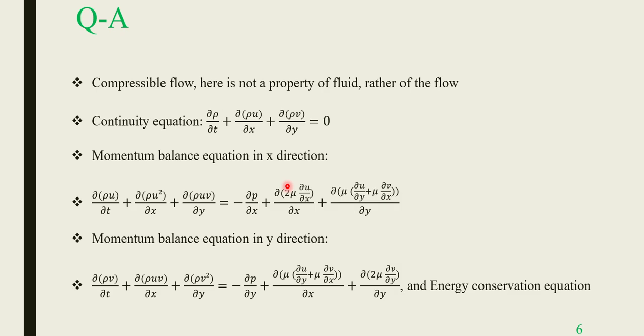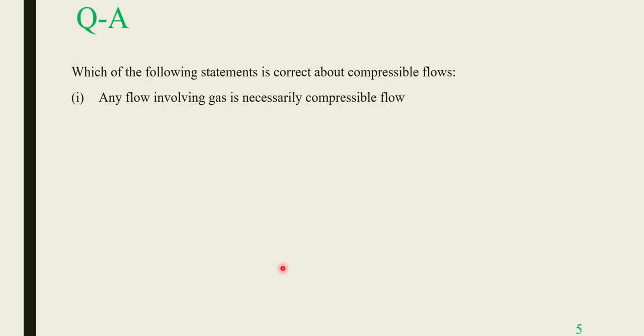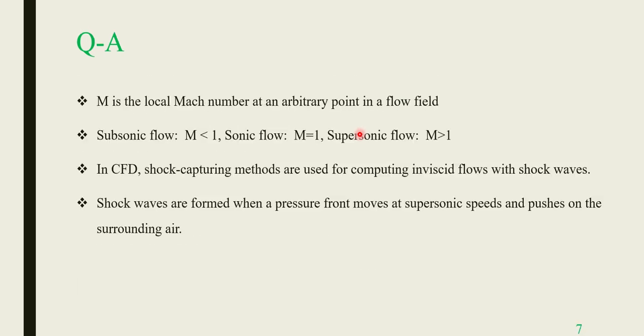There are non-linear terms, as we can see here. It is not a linear thing. So the second statement is also false, where it is given that compressible flow equations are coupled but linear. Since it is given as linear, the statement is false. So now we will move on to statement 3.